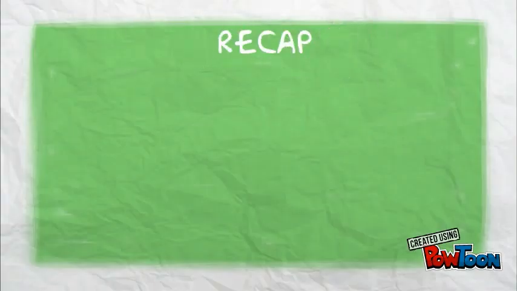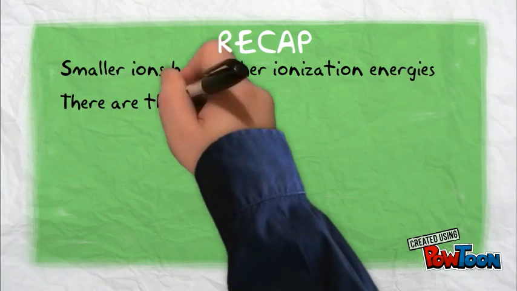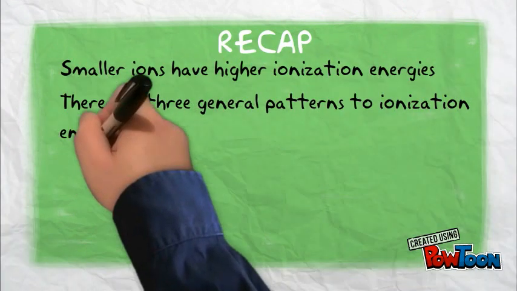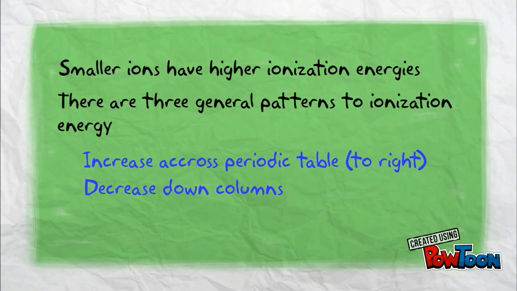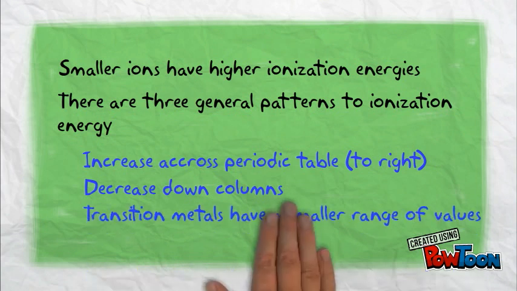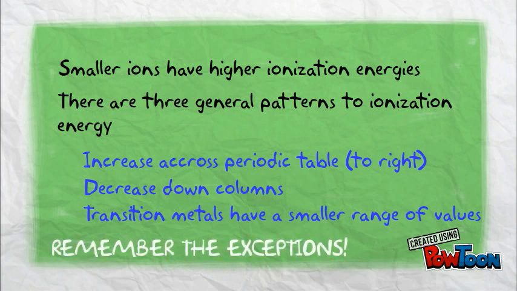Let's recap. Smaller ions have higher ionization energies. There are three general guidelines to periodic trends of ionization energies. 1. Ionization energy increases across the periodic table as the atomic number increases. 2. The ionization energy decreases as we move down the periodic table and the atomic number increases. And 3. Transition metals have a smaller range of ionization energies when compared to the representative elements. There are exceptions to these patterns due to electron configuration of the elements.